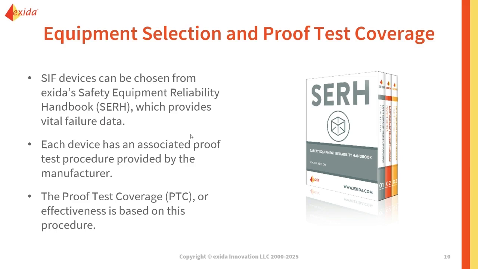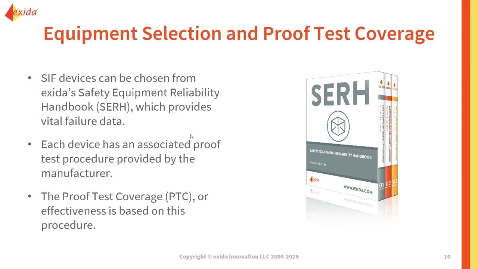Another parameter we talked about was proof test effectiveness, and this is some of the data we're going to get from our SERH, or embedded database within exSILentia. If you're familiar with SILver, you know that it's very easy as you're modeling a SIF to choose equipment from our SERH, or Safety Equipment Reliability Handbook. And that device information includes failure rate data. It also includes useful life and a proof test coverage.